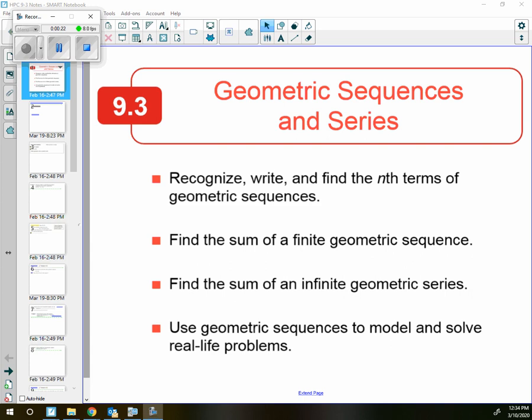So what we're hoping to do in this first day is answer the question: how can I recognize them, write them, and find the sums of them? We're going to look at all of those different things in a geometric sequence and series. We know a little bit about arithmetic. We know in general about sequences and series now. Now we're going to talk about this very special kind called geometric.